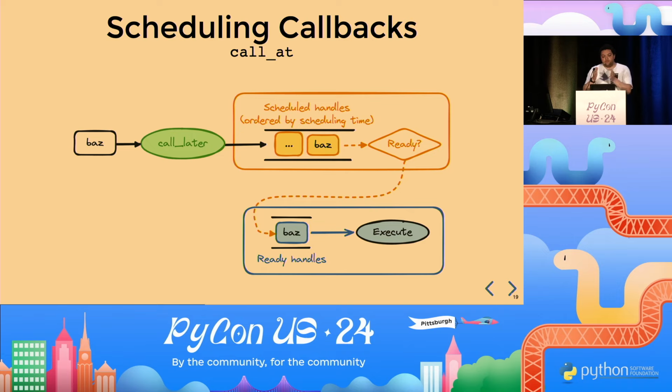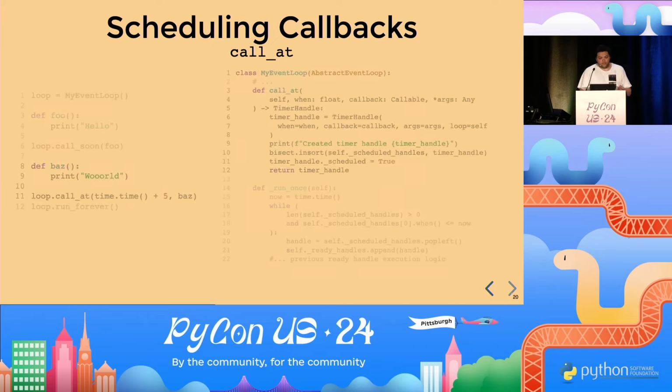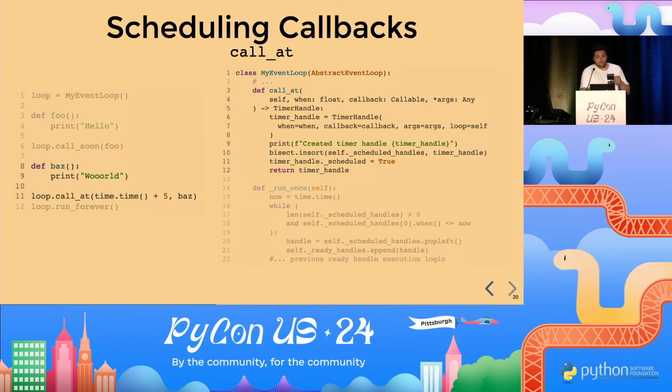And so instead of putting the handles directly in the ready handles queue, we put them in the scheduling queue. Once our event loop is running, we'll then pop this queue and put the callbacks in the ready handles when they should be executed. So if we dive in the code, the main idea is that we'll insert in a sorted manner. To do that, we use bisect.insert, which helps us insert the new callback exactly at the proper place. Then we set it as scheduled, and we return the handle.